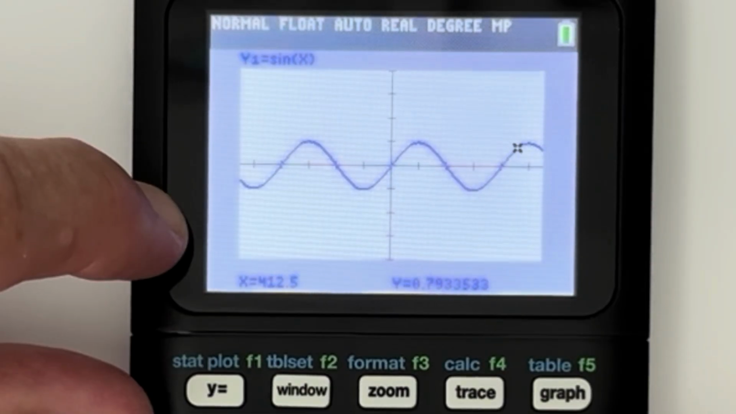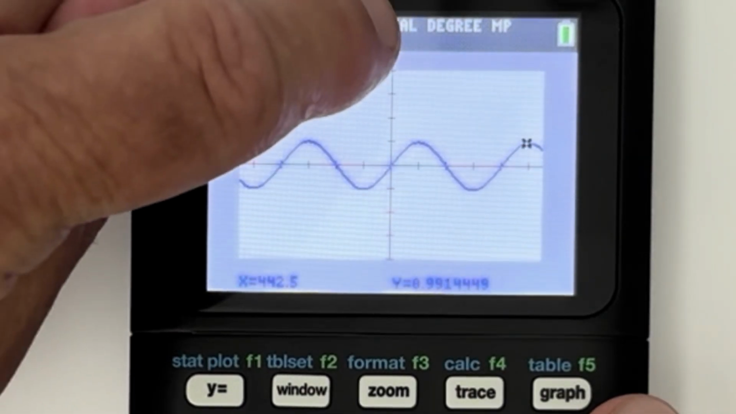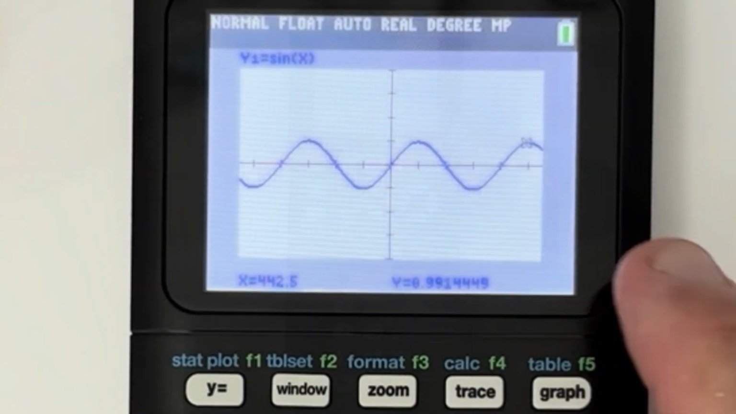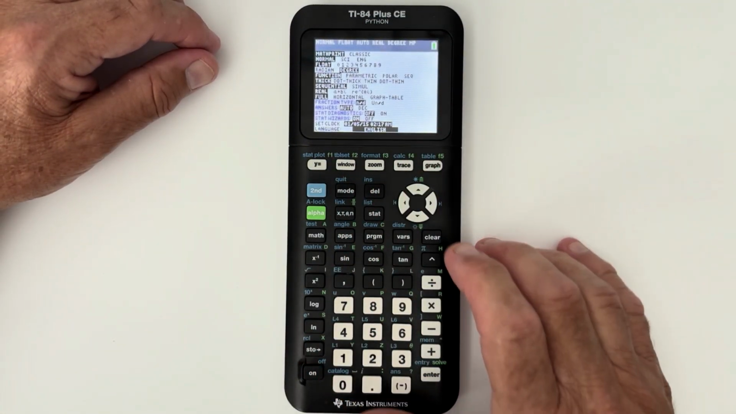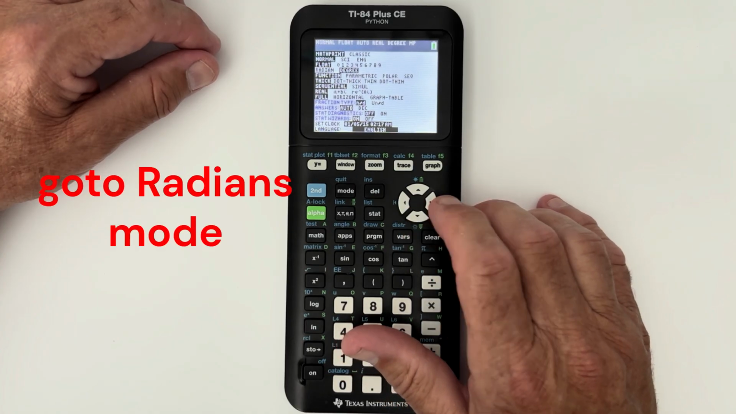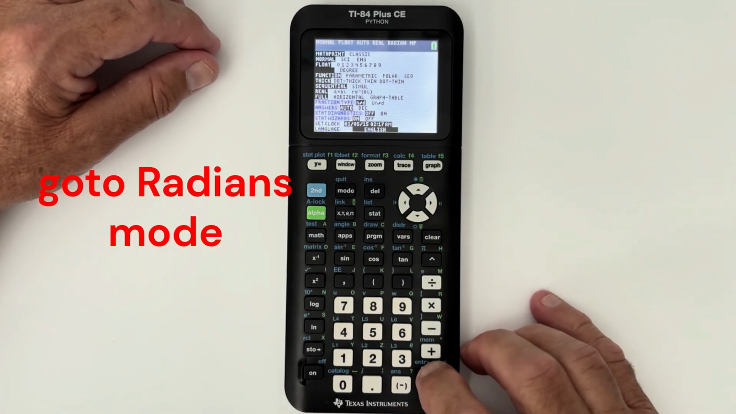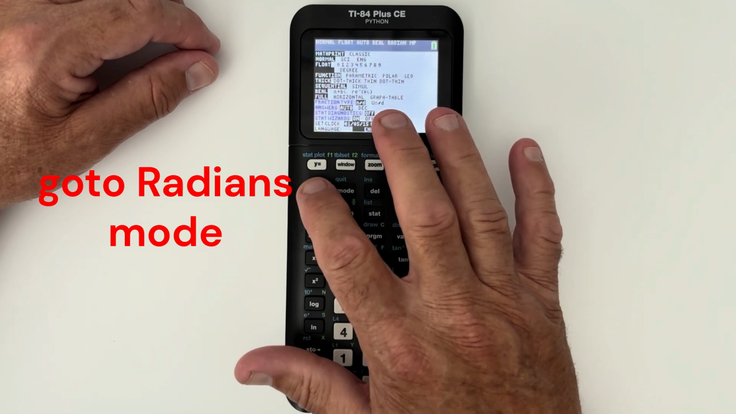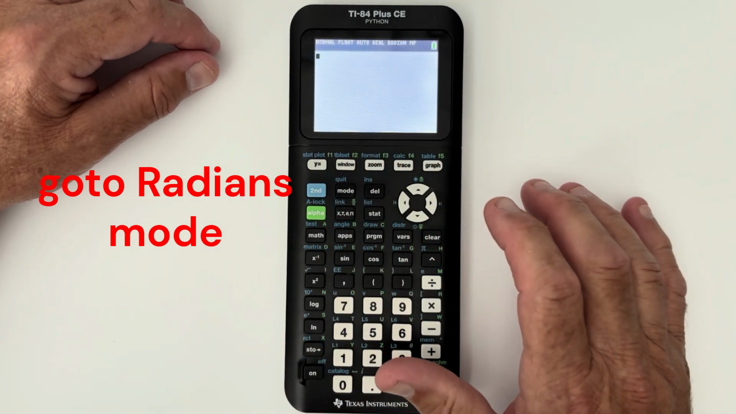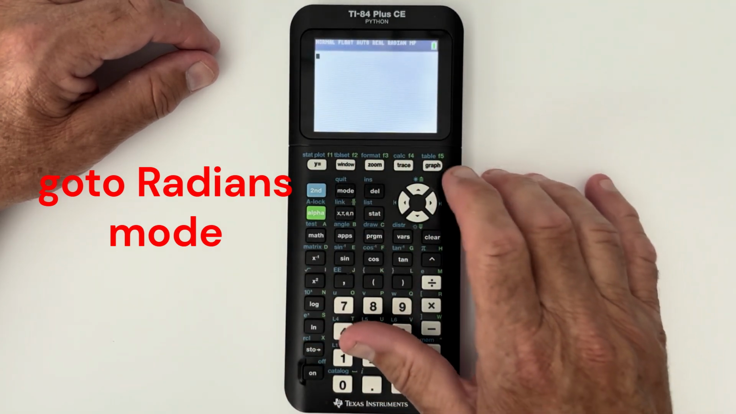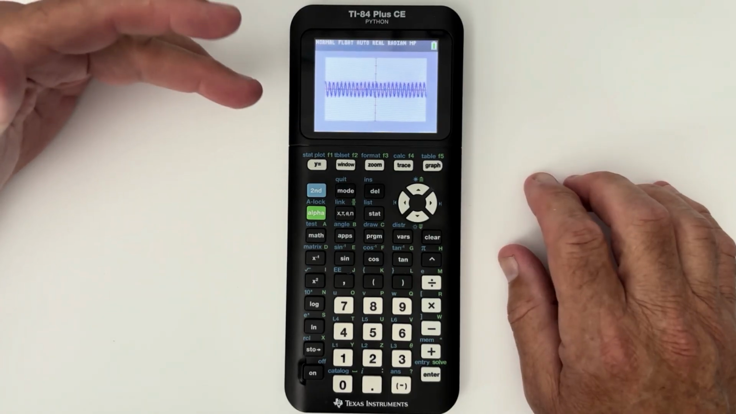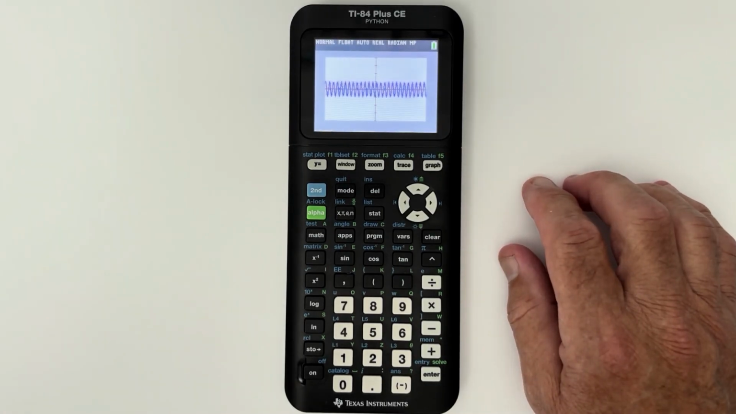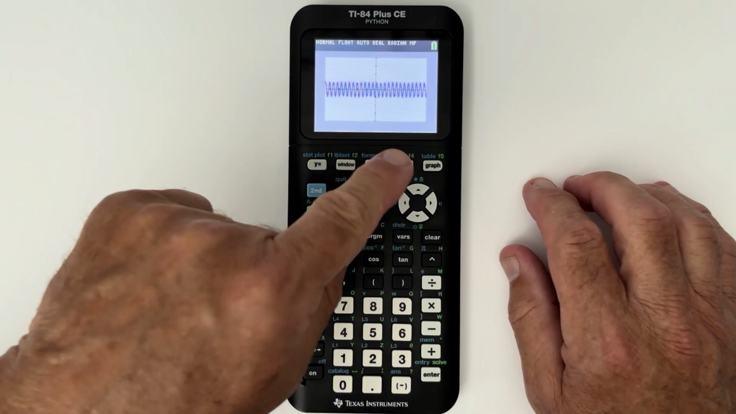Now if we do that in radians, we could change the mode to radians here. Let's just do that real quick. Let's get the mode key. Let's go down to radians, hit enter. Second mode, get out of that. Now back in radians mode. Now let's do the graph again. Okay, you can see it's changed quite a bit just because we're plotting over 360 radians.